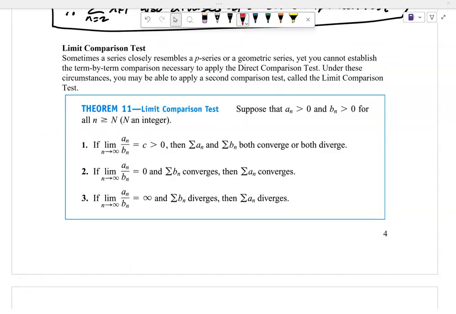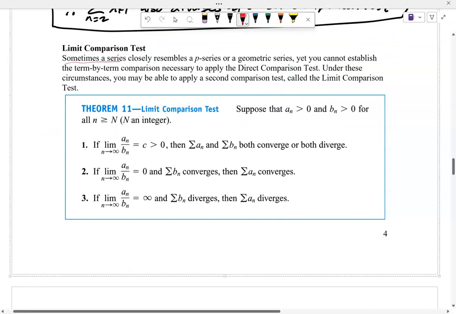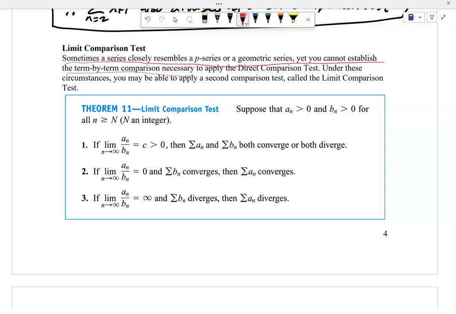So the second comparison test is referred to as the limit comparison. Sometimes you've got a series that looks like maybe a p-series or geometric, but we can't establish a term-by-term comparison for that last test, the direct comparison. So that's where this comes into play. It'll take a very messy algebraic series and compare it with a p-series or geometric series, which is a nice comparison. It's a second comparison test.